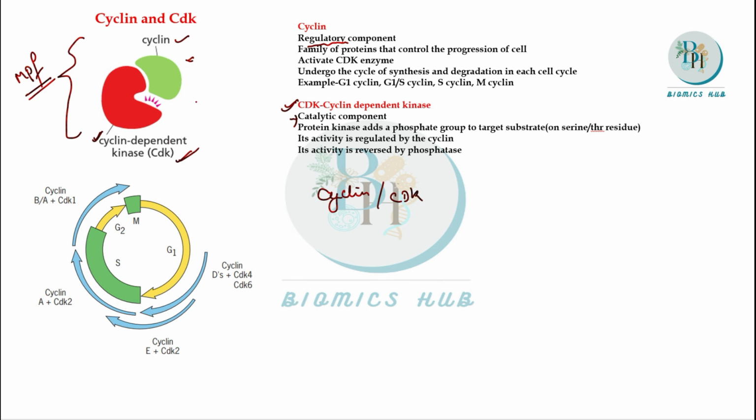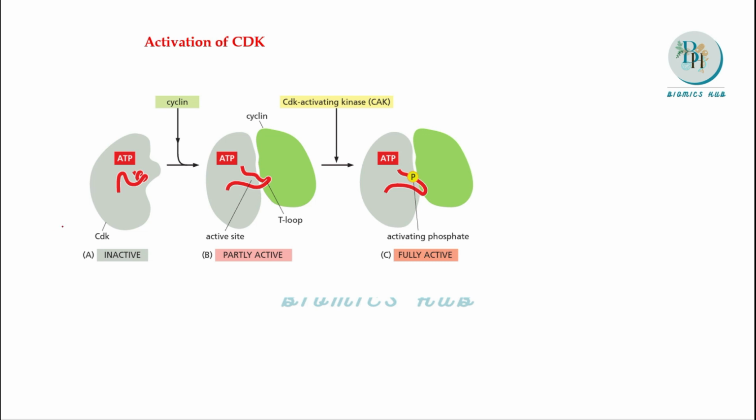So let us see how this CDK is activated. Initially, it is in the inactive form. So this is an inactive CDK. The CDK has a T loop, and the T loop is arranged in such a way that it is not showing its activating site. But when it combines with the cyclin, it shows some conformational changes, and the active site is now exposed.